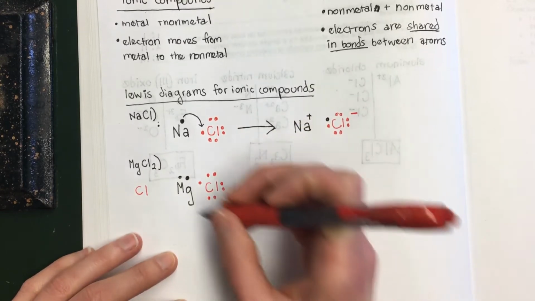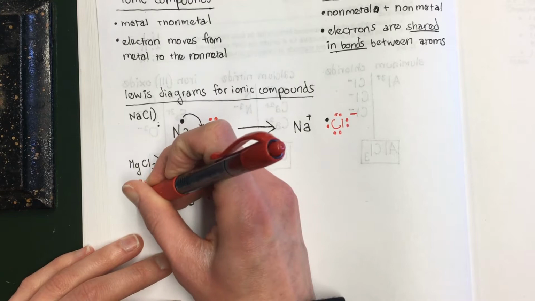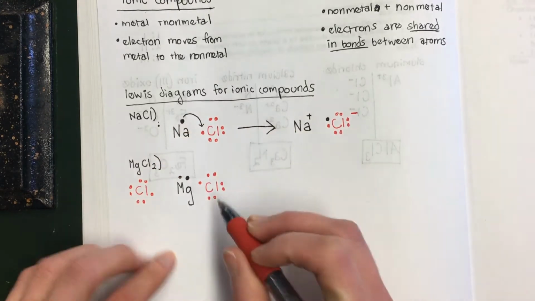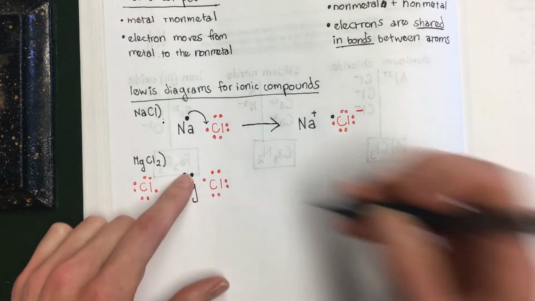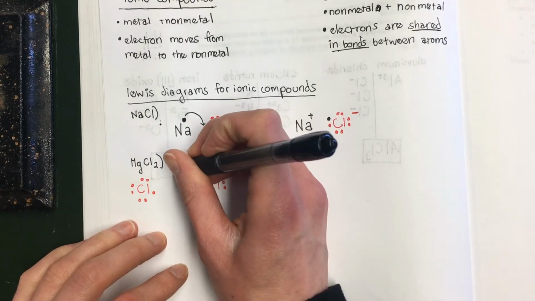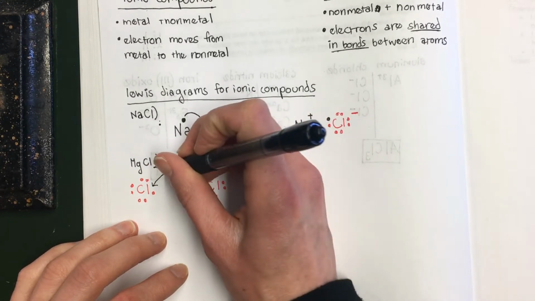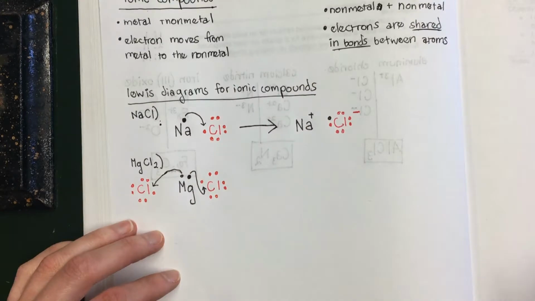So we'll draw 7 for that chlorine and 7 for this chlorine. Now both of these chlorines want to have 8 valence electrons. Magnesium wants to get rid of these 2, so it's going to lose this electron to this chlorine and this electron to this chlorine.